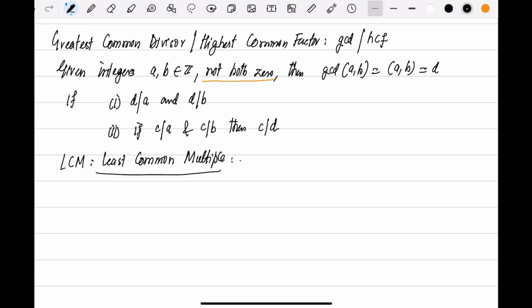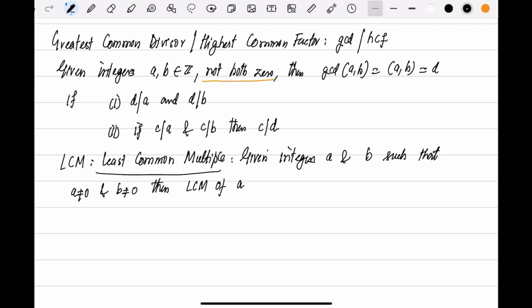So accordingly, this is defined as given integers a and b such that a is not equal to 0 and b is not equal to 0. So therefore we have an extra condition compared to the GCD. For GCD we need at least one of a or b to be non-zero, but for LCM we need both a and b to be non-zero. Then the LCM of a and b is denoted in this way, a comma b in these long brackets.